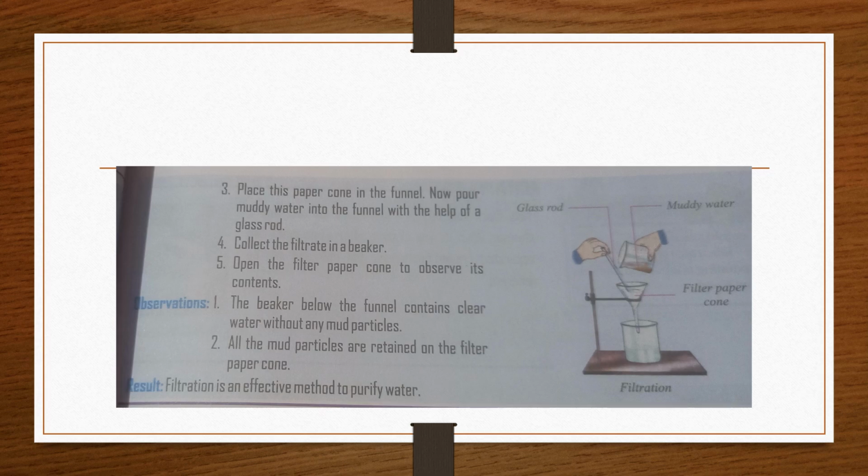We have already discussed what a filtrate is. The filtrate is the part which travels down through the pores of the filter paper. So we have collected that filtrate in the beaker, and then you open the filter paper and observe its content. The beaker below the funnel will contain clear water without any impurities or mud particles, and all the mud particles will be retained on the filter paper itself. So it's an important and effective method to purify water. Filtration techniques are used in many places.